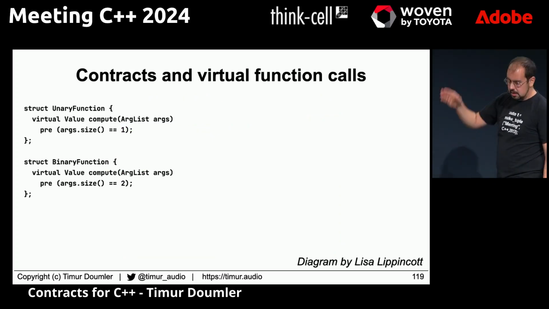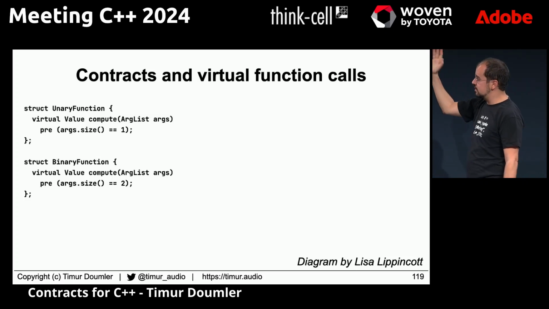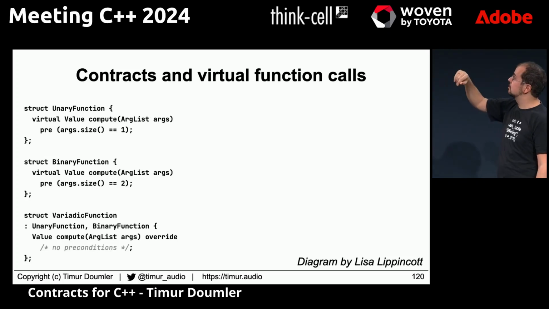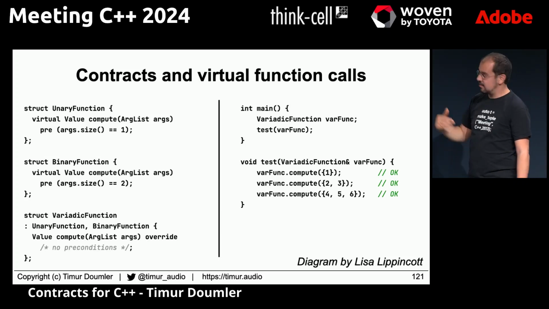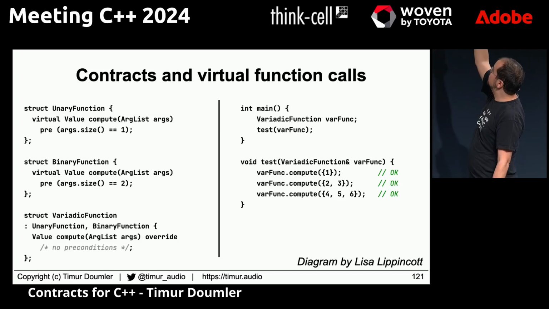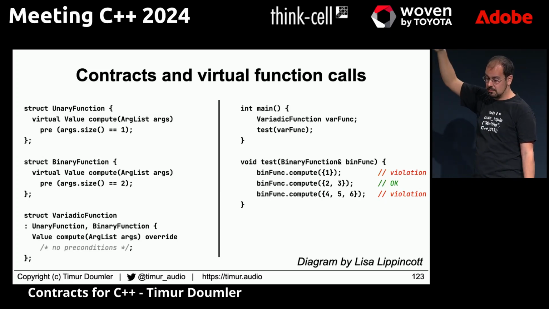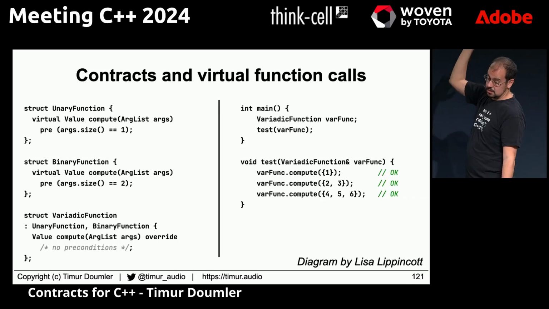For example, if you have a unary function and you have a precondition that there must be one argument, and a binary function with a precondition that there must be two arguments. The thing that you could not do until now, but now you can, is you can inherit from both of them, even though they have conflicting preconditions. And that's fine. And it just depends on how you call the function, right? If you call this variadic function that can take any number of arguments through a reference to itself, then there's no contract violation. If you call it through a reference to unary function, it's going to tell you that you have to have one argument because that's how you use this interface. If you call it through a reference to binary function, it's going to tell you need two arguments. If you call it through a reference to variadic function, then you're good, right?